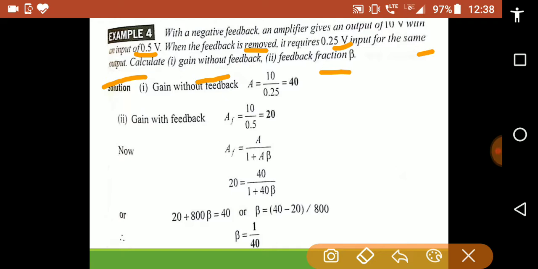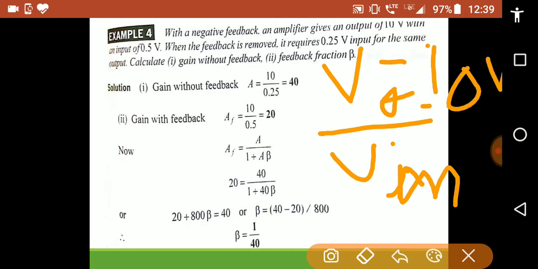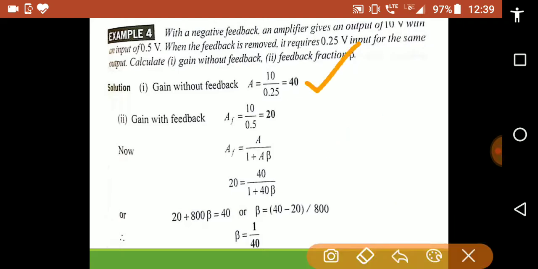So we know that gain without feedback is equal to output voltage VO divided by Vin. So in the question, VO equal to 10 volt, and Vin equal to 0.25 volt. So gain without feedback A equal to 10 divided by 0.25 equal to 40. So gain without feedback is equal to 40.